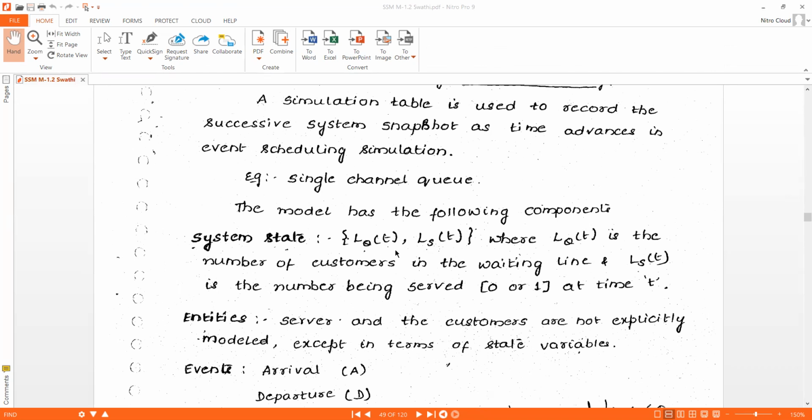How many people are waiting for the system to get serviced, those customers will be in the waiting line. The number of customers in the waiting line will be represented as LQ of T. Next is LS of T, the number being served. That is, whether the server is in idle state or the server is servicing, which is represented as LS of T. This is the number being served, whether it can be 0 or 1, at that simulation clock time t.